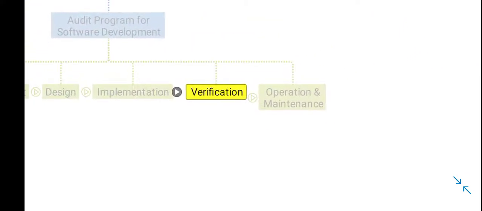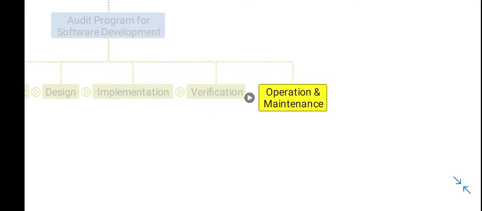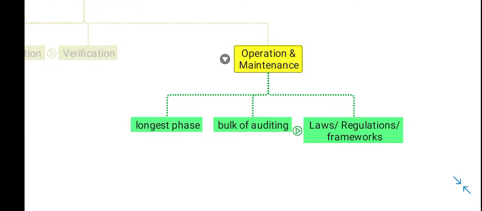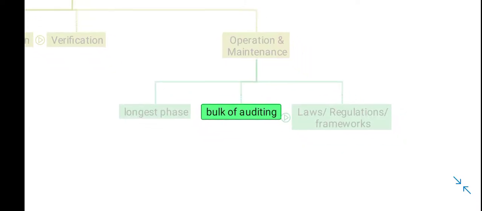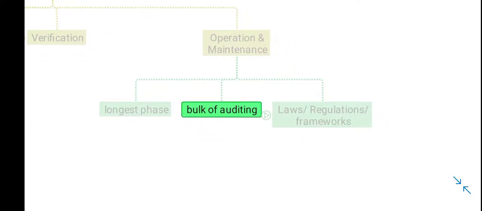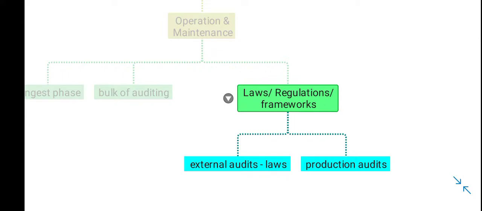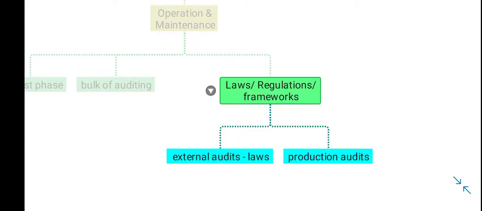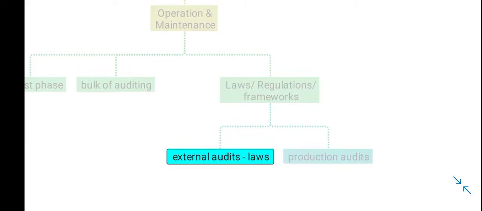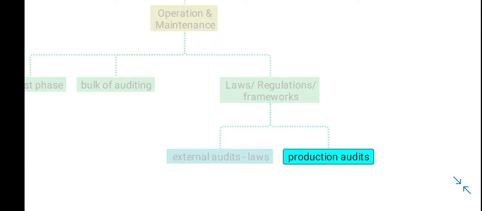The last phase of the software development lifecycle is the operations and maintenance phase. This is the longest phase, therefore the bulk of your auditing activities happens here, because different laws, regulations and frameworks require that some external audits be conducted, or that the systems in production be audited frequently.